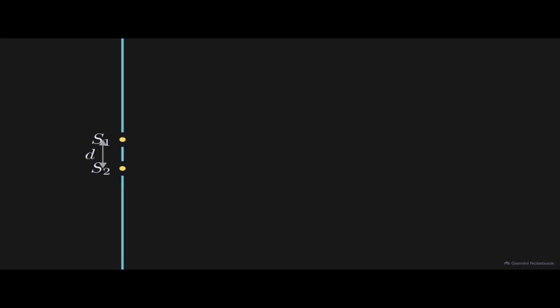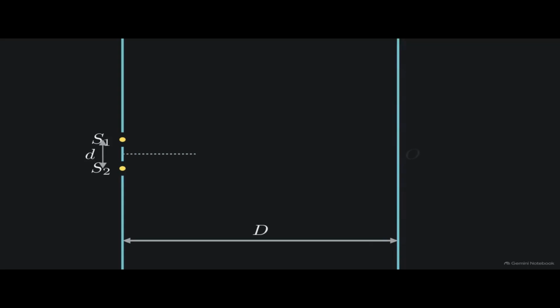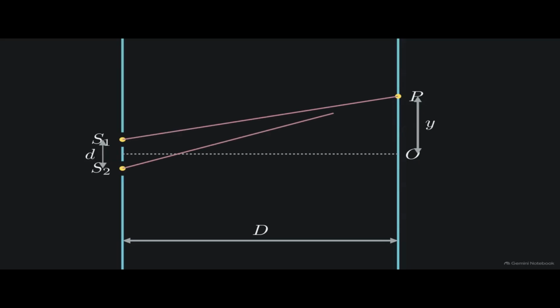Far away, we place a screen at a distance capital D. Let's pick a point on that screen, point P, located at a height y from the center. Light travels from slit 1 to point P and from slit 2 to point P. Because P is above the center, the bottom ray has to travel a slightly longer route than the top ray. We call this extra length the path difference, represented by the Greek letter delta.